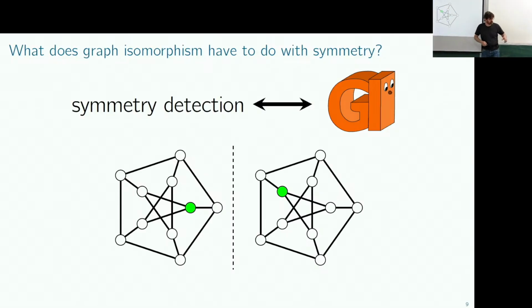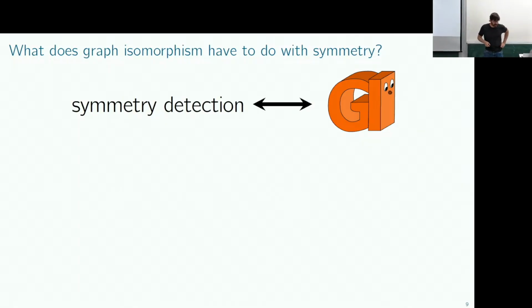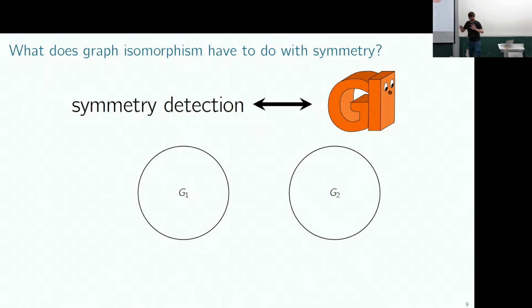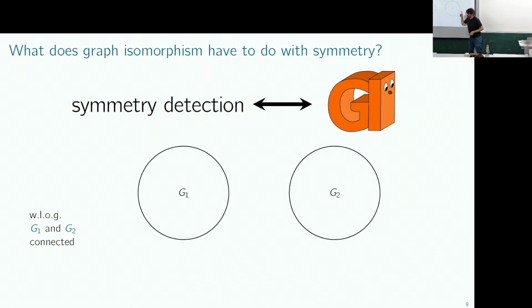Now, the other direction is also not that difficult. So if I know how to do symmetry detection, I claim I can do graph isomorphism tests. And it works as follows. Suppose you have two graphs, and you want to know whether they're isomorphic or not. Without loss of generality, I'm going to assume that these graphs are connected. Otherwise, I add a vertex adjacent to everything else or something like that. Now, let's consider the disjoint union of these two graphs.